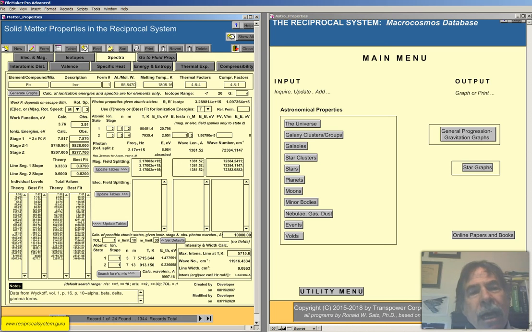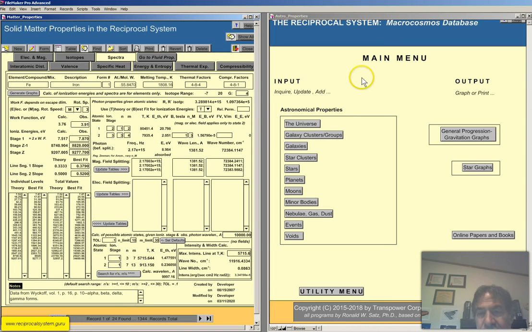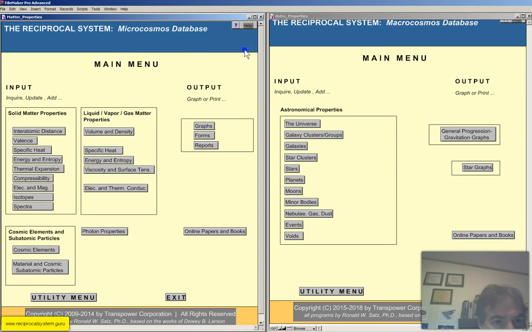In previous screencasts, I've covered the entire macrocosmos, including all subjects you see on the right side here. This is the Microcosmos database main menu. I've covered the universe as a whole, galaxy clusters and groups, galaxies, star clusters, stars, planets, moons, minor bodies, nebulae, gas and dust, and voids. Now, here on the left side, let's go back to the Microcosmos database main menu.